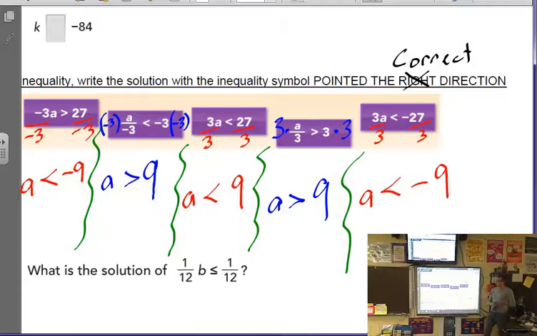My last one, we have 3a is less than -27. Even though this 27 is negative, it doesn't matter. We're dividing by a positive value. That inequality symbol stays pointed the same direction, and we get that a is less than -9.